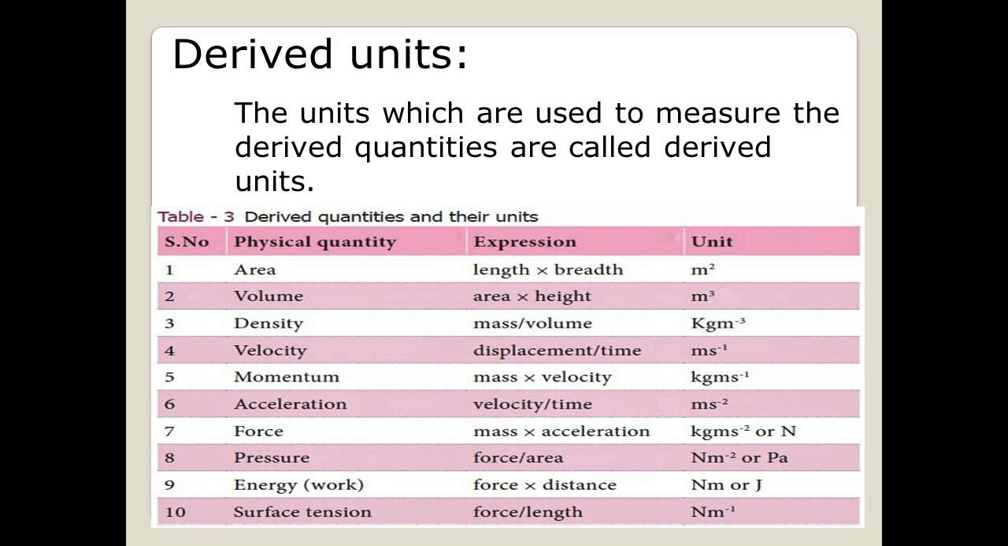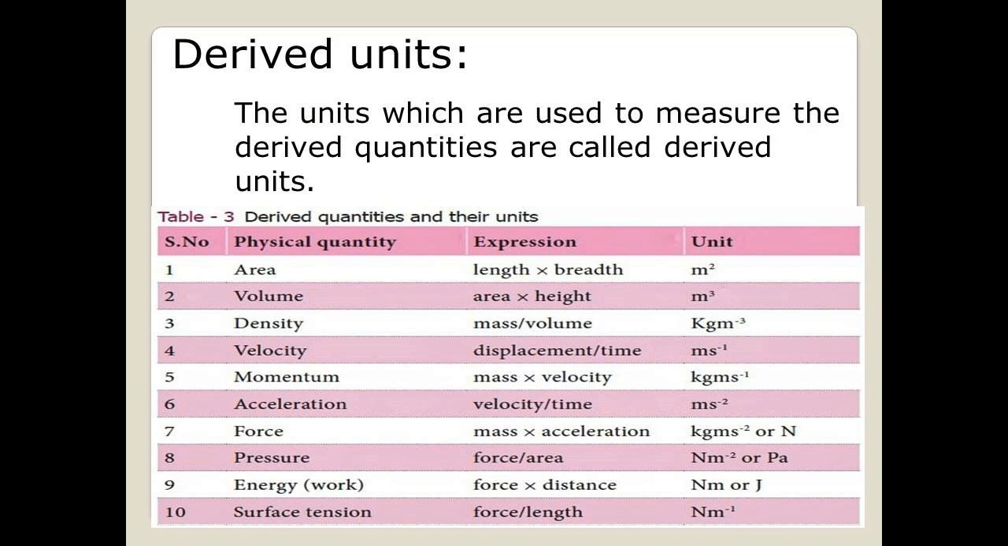Next, density: mass by volume, kilogram meter to the power minus 3. Velocity: displacement by time, meter second to the power minus 1. Momentum: mass into velocity, kilogram meter second to the power minus 1. Acceleration: velocity by time, meter second to the power minus 2.